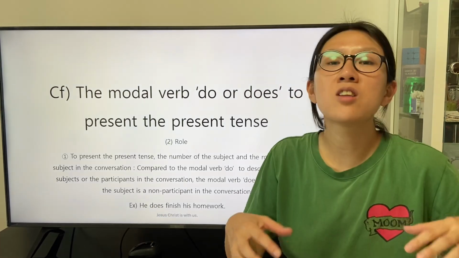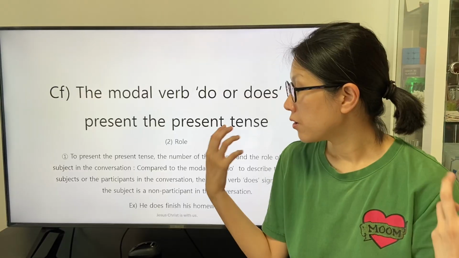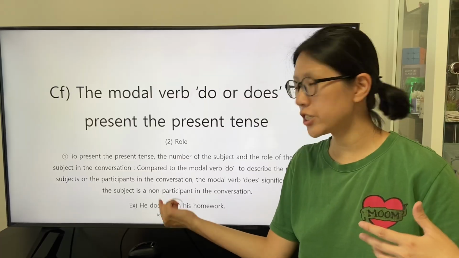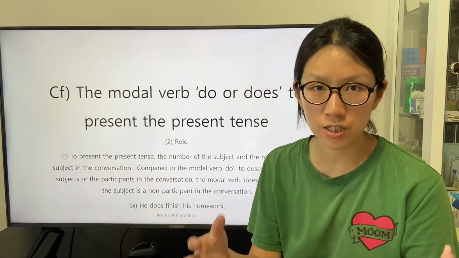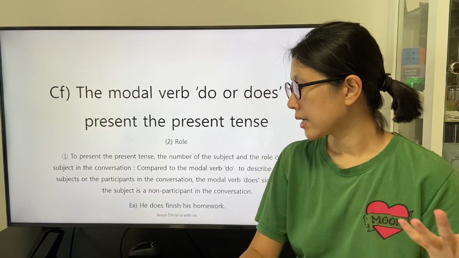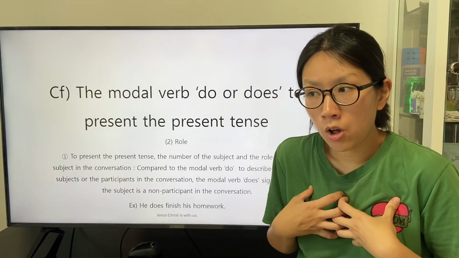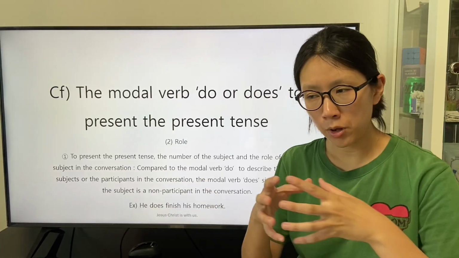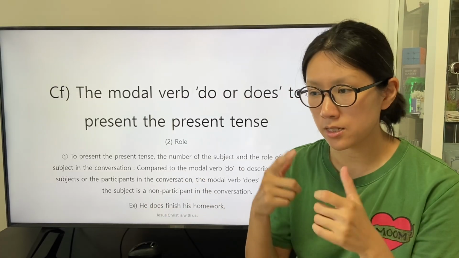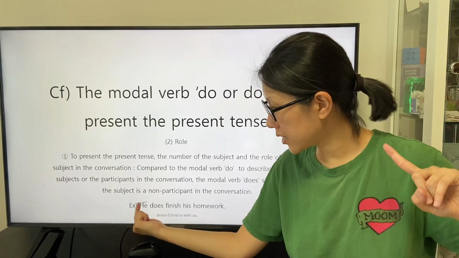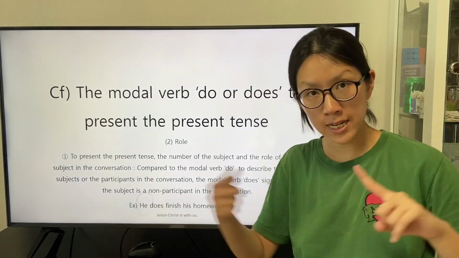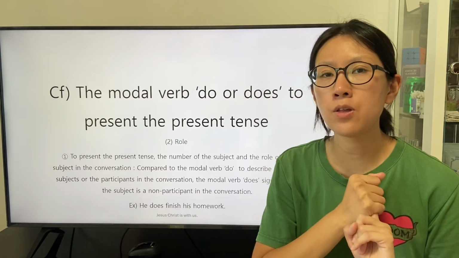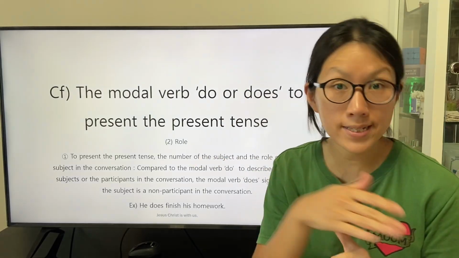There is a clause, he does finish his homework. From the application of the modal verb does, the form of the transitive verb finish stays in its original form. And we can understand that the modal verb does reveals that the number of the subject indicated by the personal pronoun he is 1 and does not participate in the conversation among the speaker and the listeners.